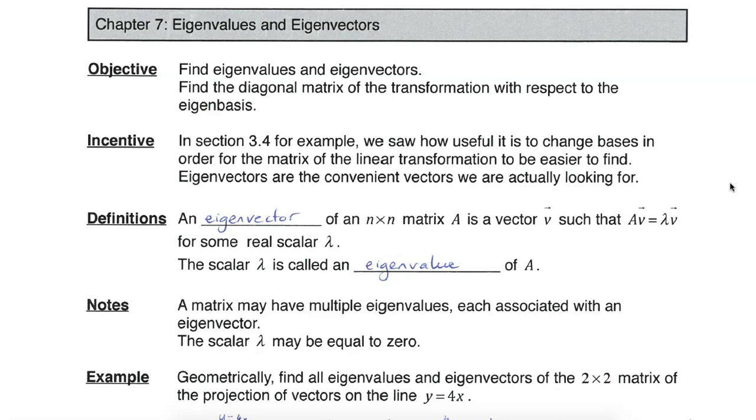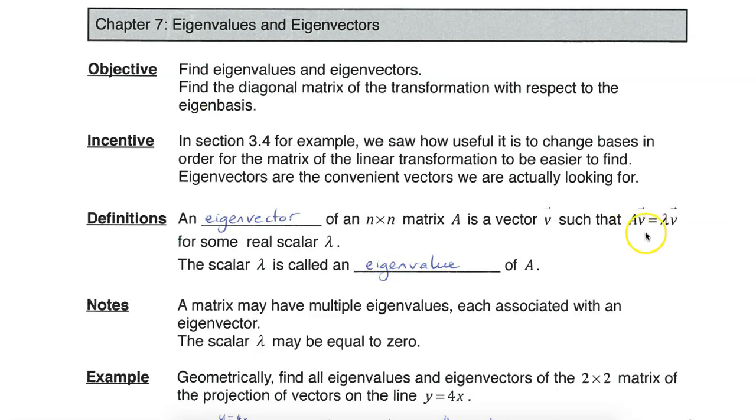So in section 3.4, we saw that sometimes it's useful to change bases in order for the matrix to be easier to find, and eigenvectors are the best vectors we could pick. Why is that? Well, the definition will give a hint. An eigenvector is a vector such that A times v equals lambda v.